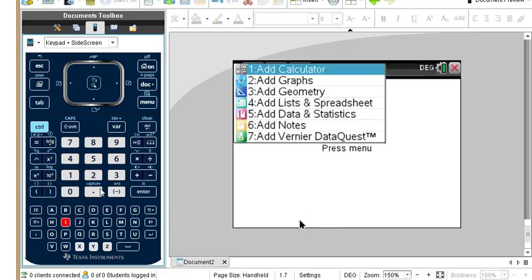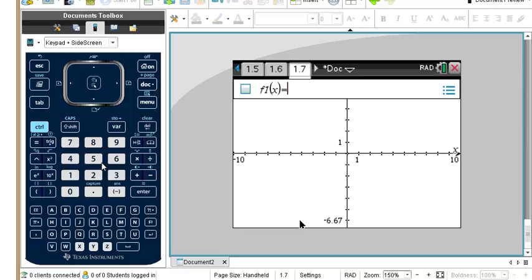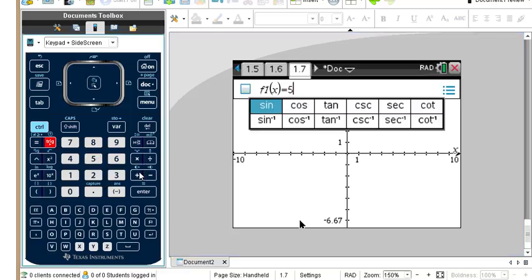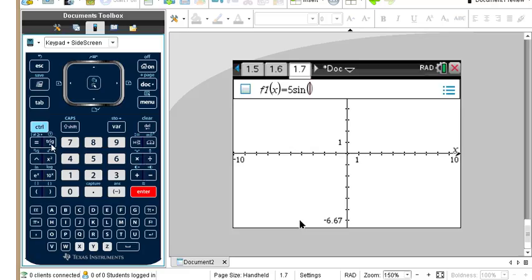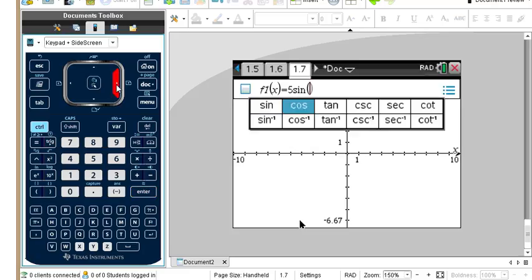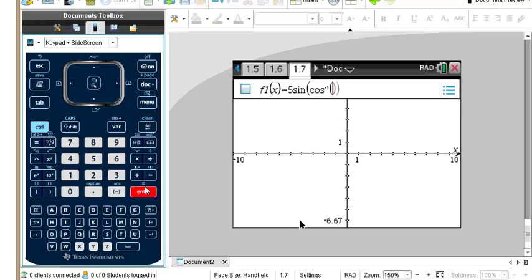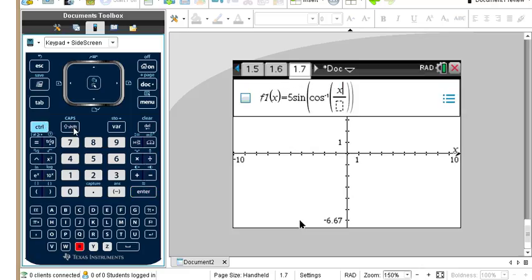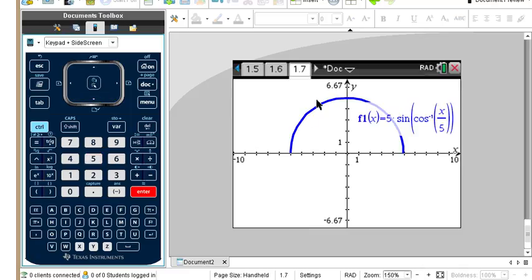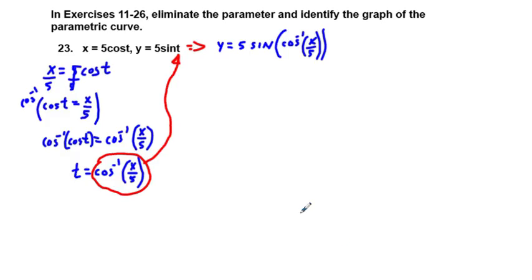In our calculator page, graph. Now we're not going to graph this parametrically at this point. So we're going to say 5 sine of inverse cosine, and do that. We go to the trig page, inverse cosine of x over 5. And this is what we get here. We get half a circle with a radius of 5. And we should get a full circle, really. But let's take a look at what we're going to do with this instead.